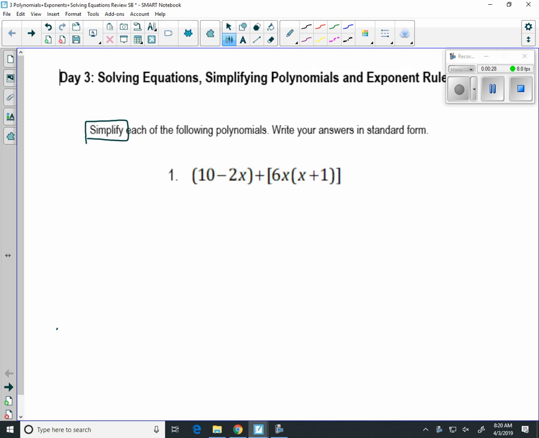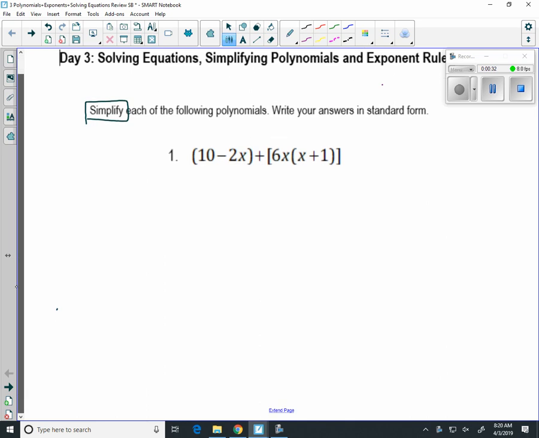So this is like those crazy problems that we did right before break where we have all these nested parentheses that the OST is very infatuated with. For problems like this, we're going to start on the inside and work out. So the first thing I need to do is multiply that 6x in. So 6x times x is 6x squared. 6x times 1 is 6x. That's the first step. We're just multiplying through that 6x.